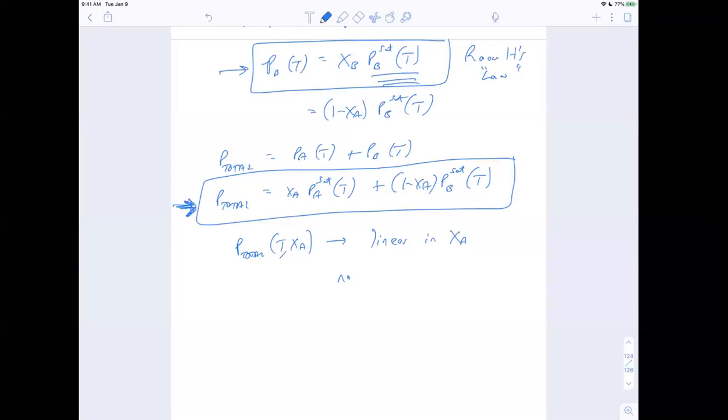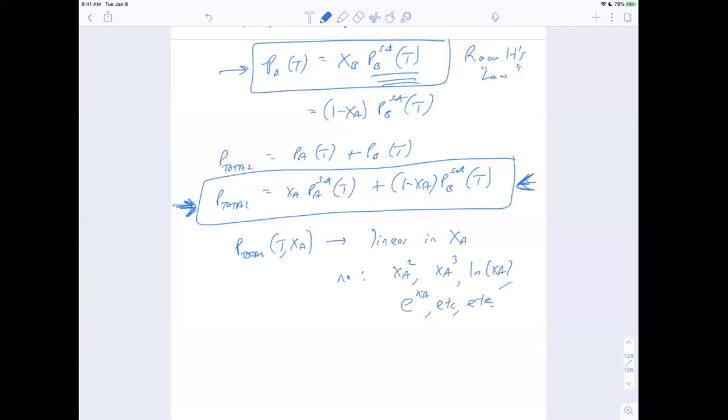There is no x_A squared, x_A cubed, natural log x_A, e to the x_A, et cetera. It turns out to be a linear function. So for our two-phase system, if we want to look at the total pressure in terms of composition, we get a line if we consider P total as a function of x sub A. We could have done x sub B again, but I just chose x sub A. So this just turns out to be a line, and that line is given by this expression.